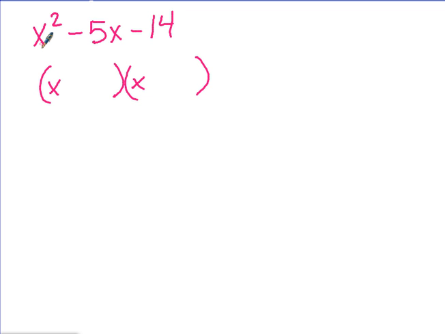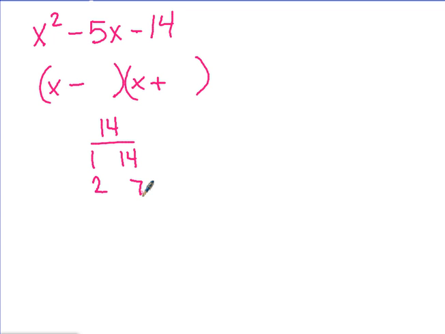Now, if we look at our signs, the last term is negative and the middle term is negative. That means one's going to be minus and one's going to be plus. If the last term is negative, then you're going to have opposite signs in your binomials. Now, we need to know what factors of 14 will multiply to give us 14, but add or subtract to give me 5. So factors of 14, we have 1 and 14, 2 and 7. 2 and 7 multiply to give me 14, but add or subtract to give me 5.